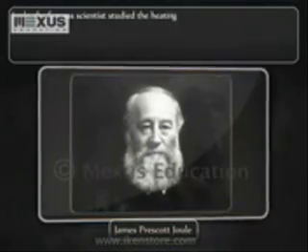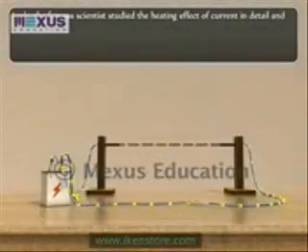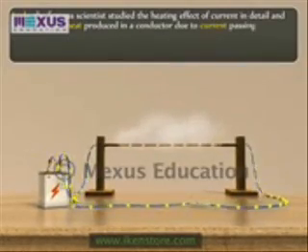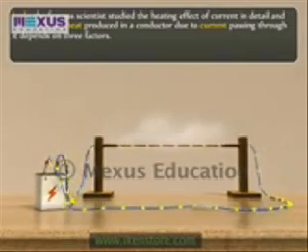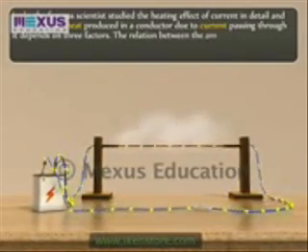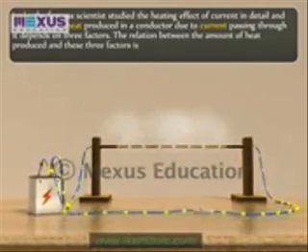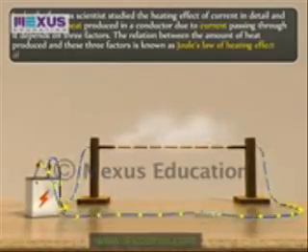Joule, the famous scientist, studied the heating effect of current in detail and found that the heat produced in a conductor due to current passing through it depends on 3 factors. The relation between the amount of heat produced and these 3 factors is known as Joule's law of heating effect of current.